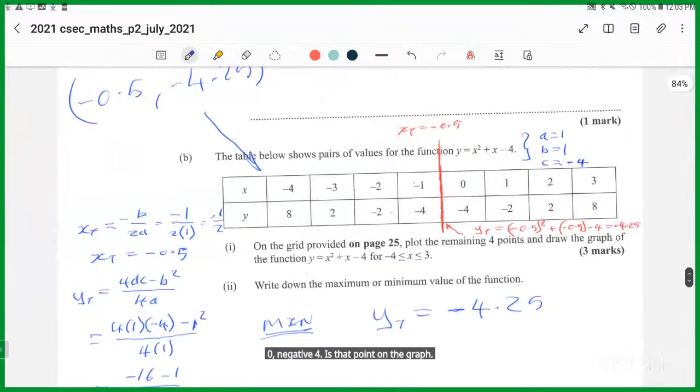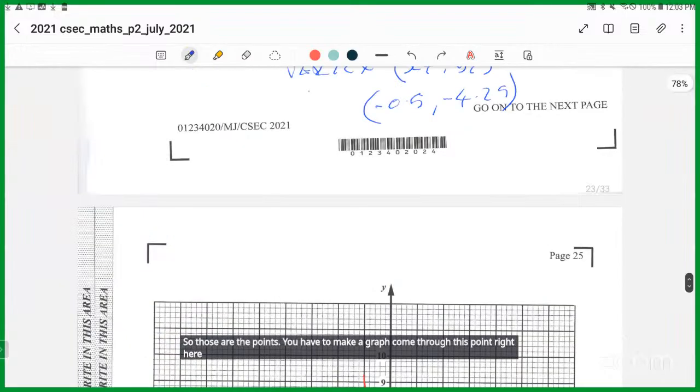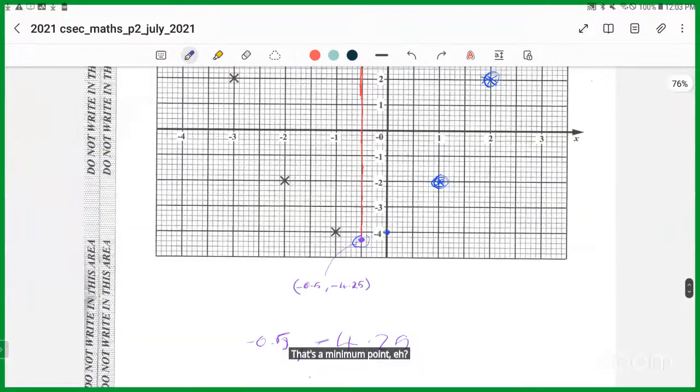Those are the points. You have to make the graph come through this point right here, and label it so the examiner can see, that's my minimum point. See? That's my minimum point.